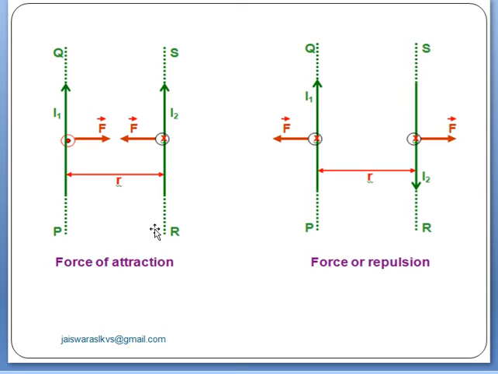what will be the nature of force? As earlier I told you, if the direction of current is same in both the parallel current carrying infinitely long conductors, then the nature of force will be attractive. And if the direction of electric current in two parallel current carrying conductors is different, here in conductor PQ the direction of current is upward, in conductor RS the direction of current is downward, so the nature of force will be repulsive. So force will be repulsive in nature. ये भी आपको बताया गया है, आप जानते हैं इसको.